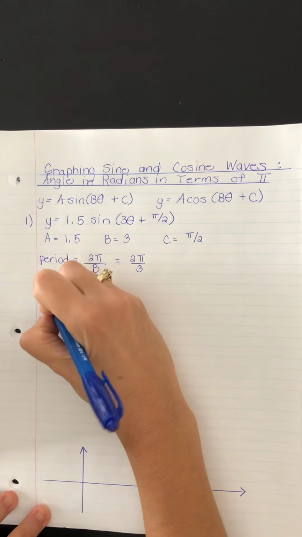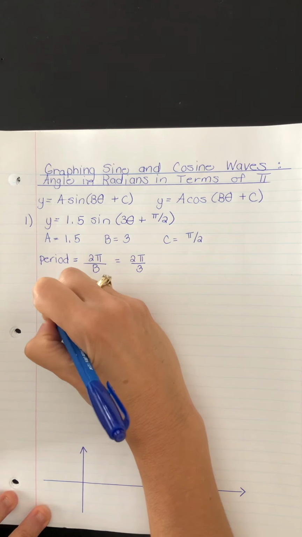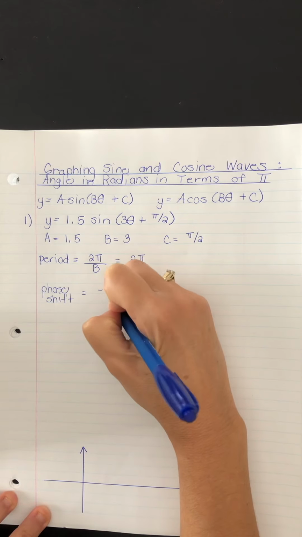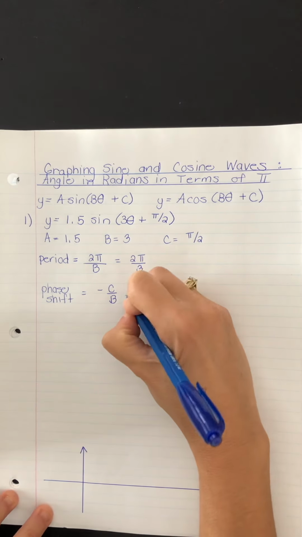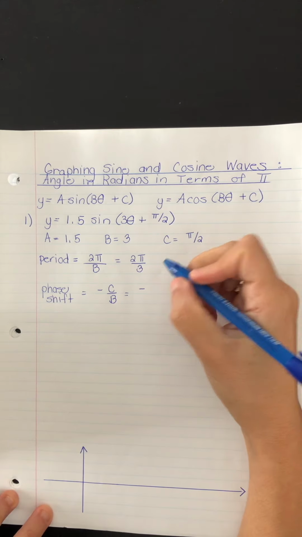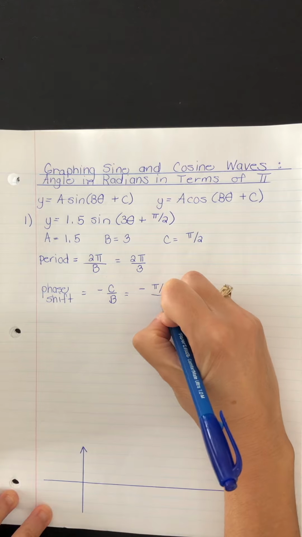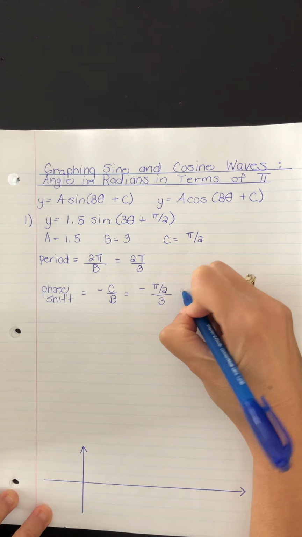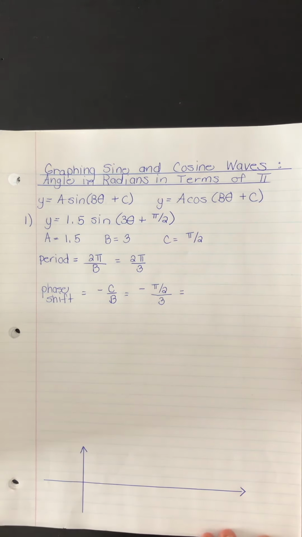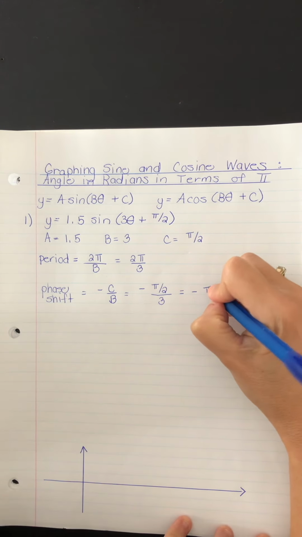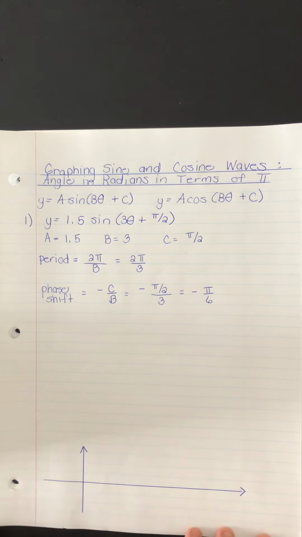Okay, now we'll do the phase shift calculation. And this formula is exactly as it was in our previous lesson. So it's the negative of C over B. In this case, then, it's the negative of pi over 2 divided by 3. Now, this is equal to negative pi over 6. So that corresponds to a phase shift of pi over 6 to the left.